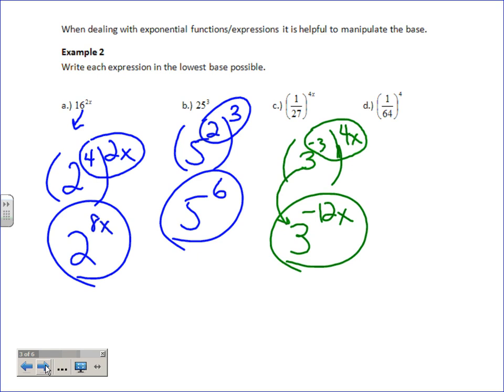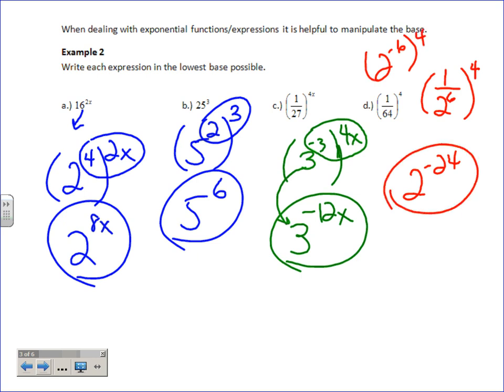All right. Would anybody like to share what they got? 2 to the negative 24th, I've been told. I agree. Okay. Because 64 is really 2 to the 6th. But then you make it negative, so it's 2 to the negative 6 to the 4th, so 2 to the negative 24th. Good?